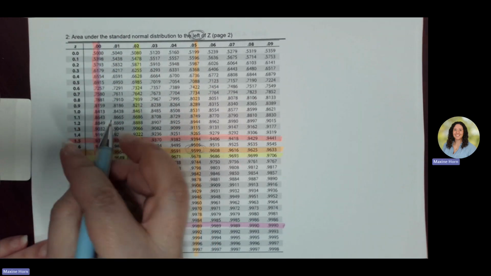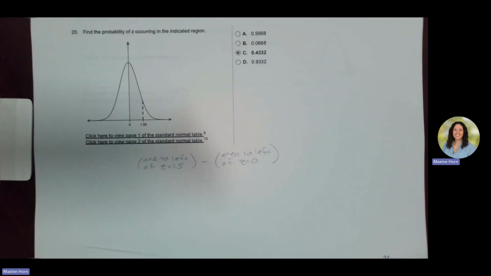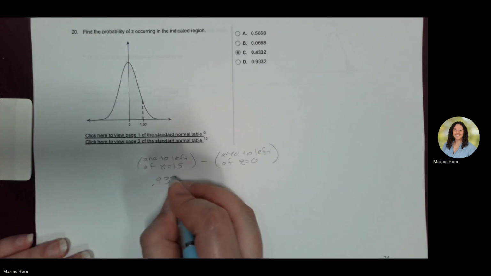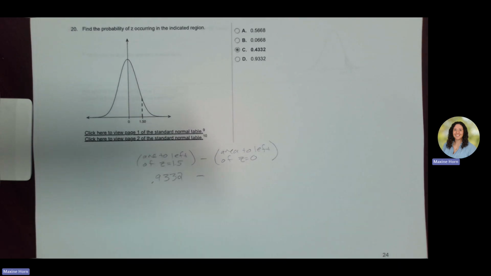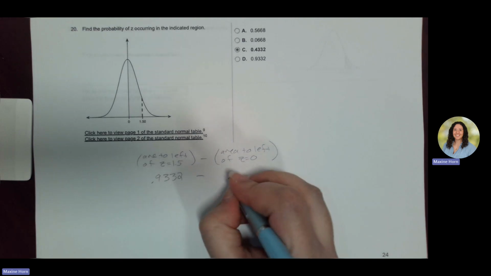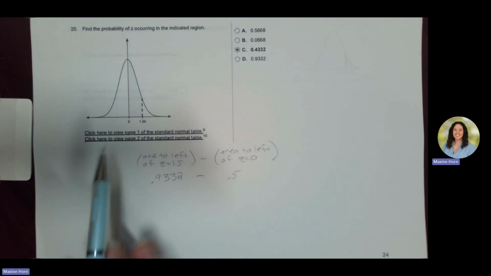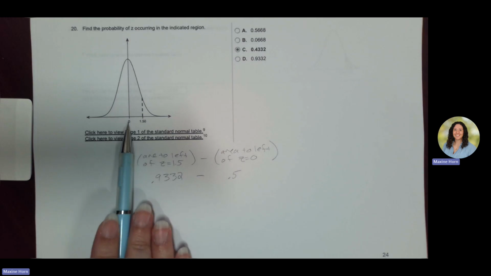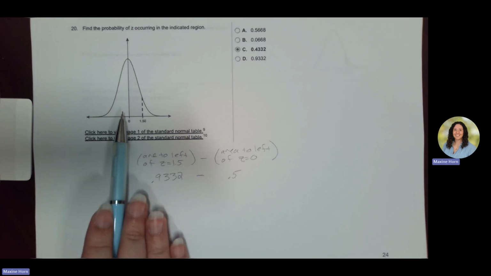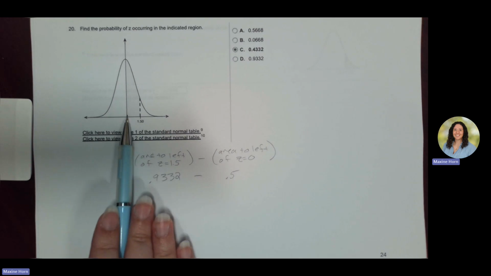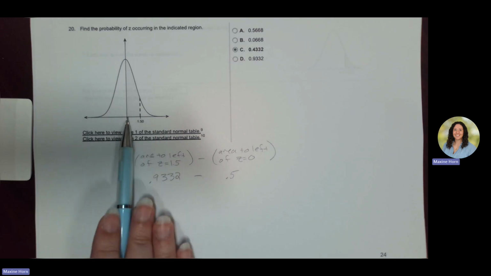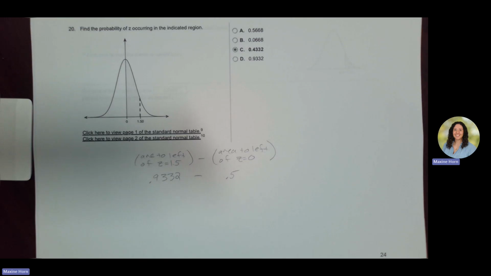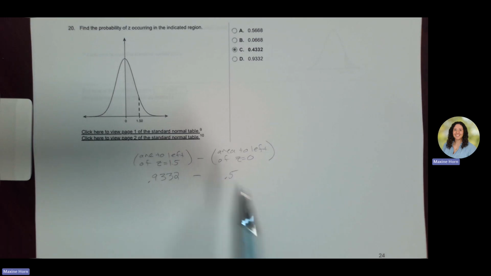Where do those intersect? 0.9332. And then here, for the area left of a Z-score of 0, you could absolutely look that up on the table. But what you're going to find is that it gives you 0.5. Because remember, a Z-score of 0 means that you are at the mean. And the mean is what separates the bottom 50% from the top 50%. Right? So the area to the left of the mean is half, 0.5. The area to the right of the mean is half, 0.5. So we don't even have to look that up. We just know that it's 0.5.